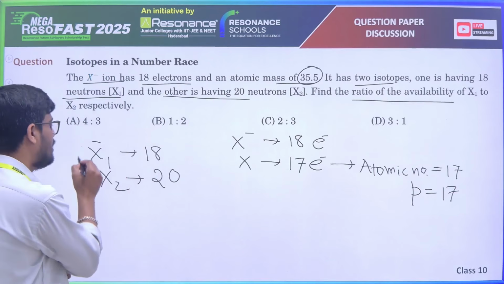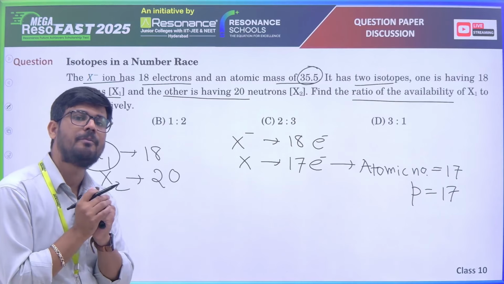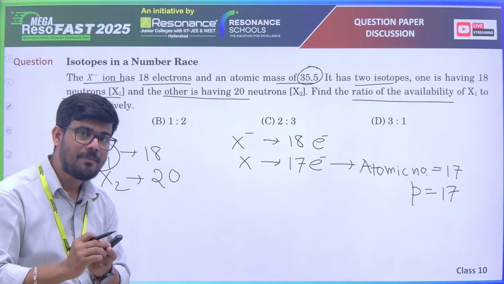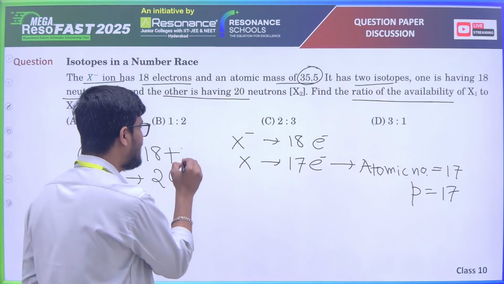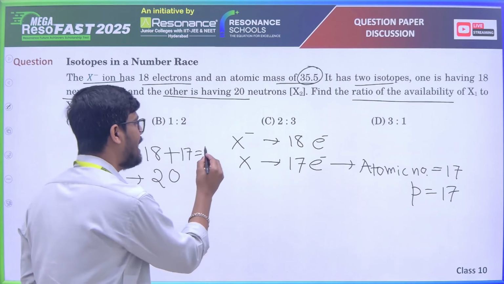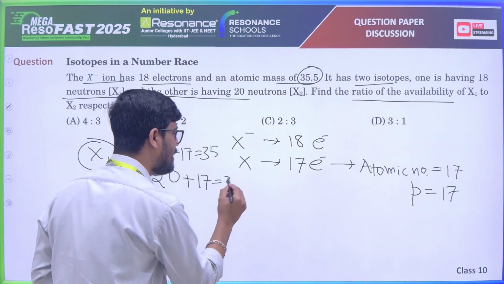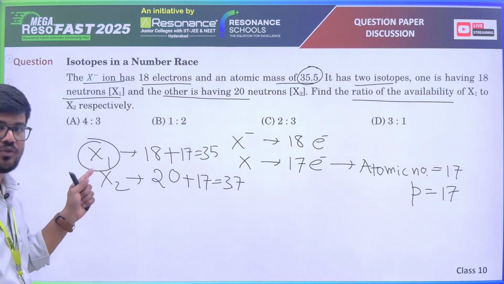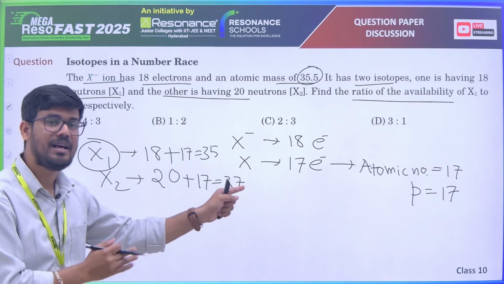So X1 has 18 neutrons. We know the mass of any isotope means proton number plus neutron number. So 18 plus 17, this will be its atomic mass: 35. Next, 20 plus 17, so 37. So we have these two isotopes. X1 has mass 35, and we have the X2 isotope, whose mass is 37.